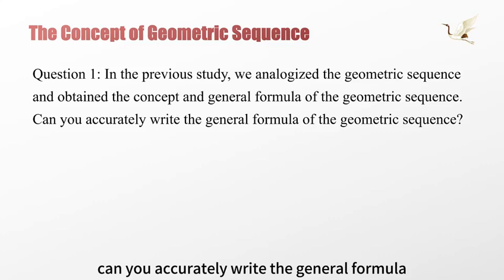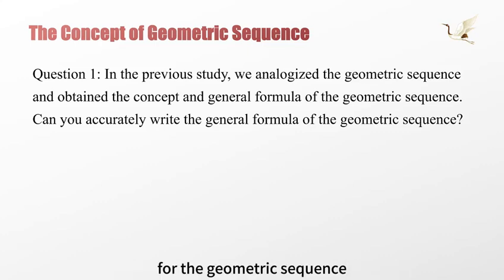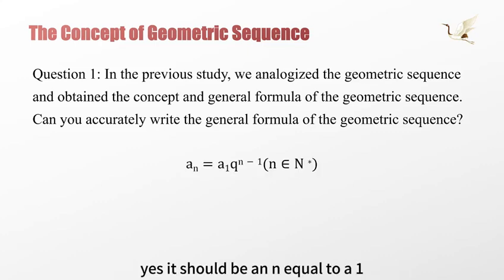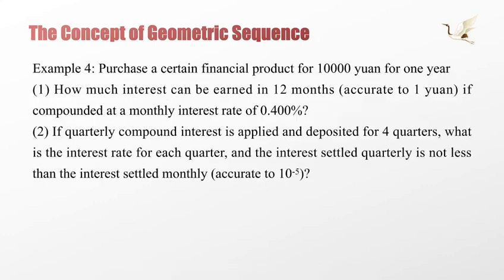Can you accurately write the general formula for the geometric sequence? Yes, it should be a_n equals a_1 multiplied by q to the power of n minus 1, where n belongs to N star. Let's try using the general term formula of the geometric sequence to solve practical problems together.